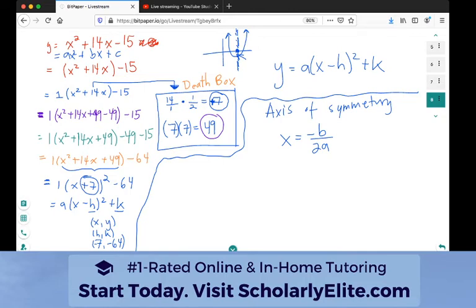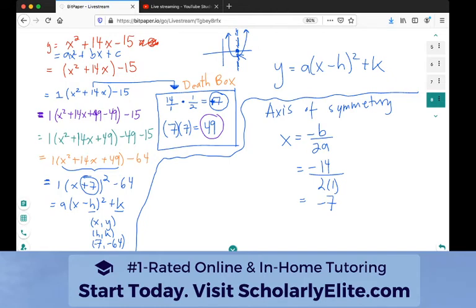So in this case, we have -14, because here was +14. If it was -14, it would have been negative times -14, which makes it positive. But that's another thing for another day. And then we have 2 times a, which in this case is 2 times 1, because a was just 1. And we get -7, which we know is the answer for our x value of our vertex.